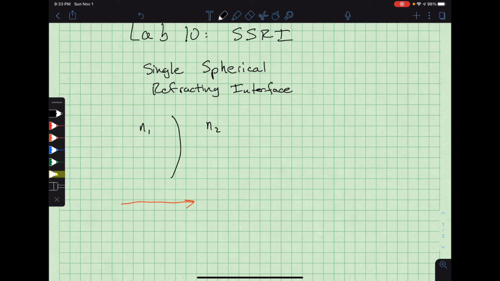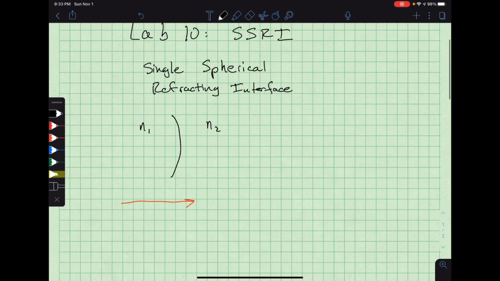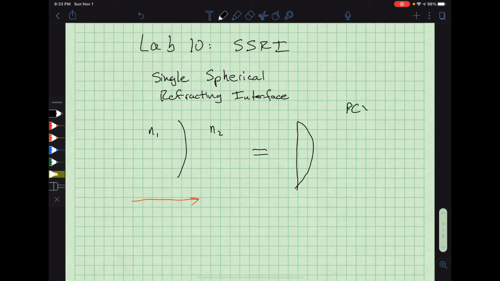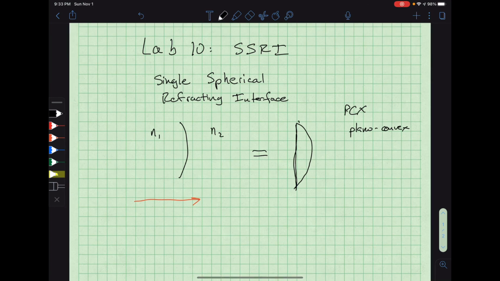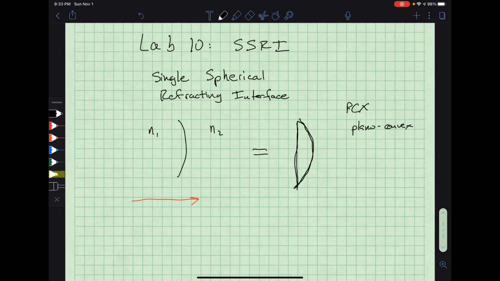Now we don't actually have any single spherical refracting interfaces for lab, so we're going to substitute them with a plano-convex lens that looks like this. It has a planar surface and then a convex surface. This is typically labeled PCX, or plano-convex, because it has one planar surface and one convex surface. So again, that'll be our effective SSRI for lab.